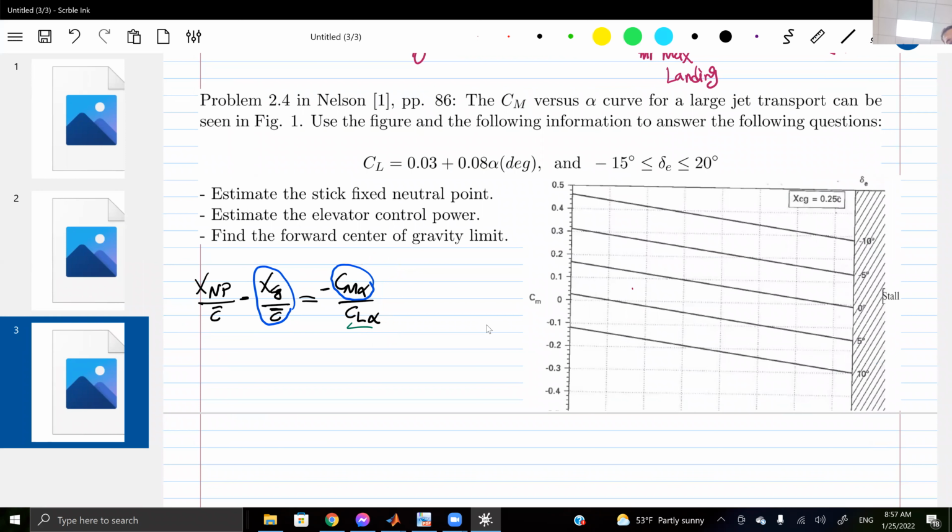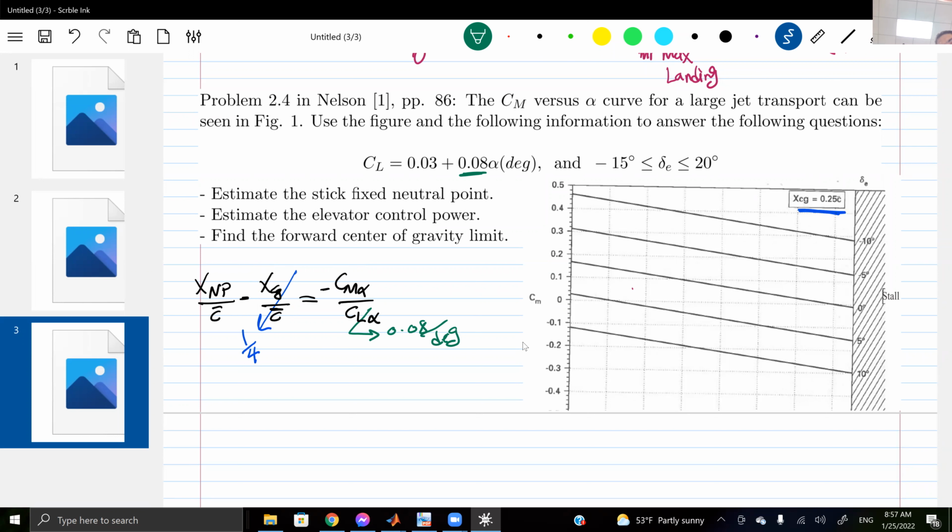Okay, so what do we have here? Well, the CG given is quarter chord, so this is quarter. So I need CM alpha and CL alpha, the two slopes. Well, the CL alpha is really here, so this is 0.08 per degree, right?